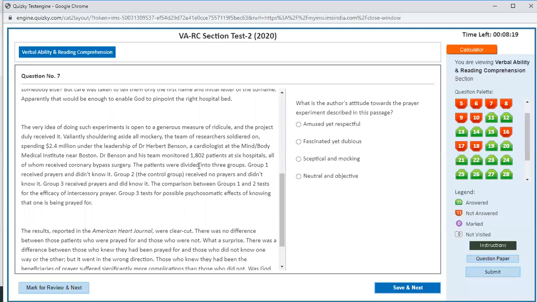Valiantly shouldering aside all mockery, the team of researchers soldiered on, spending $2.4 million under the leadership of Dr. Herbert Benson. एक और नाम लिया गया. A cardiologist at the Mind Body Medical Institute in Boston. Dr.